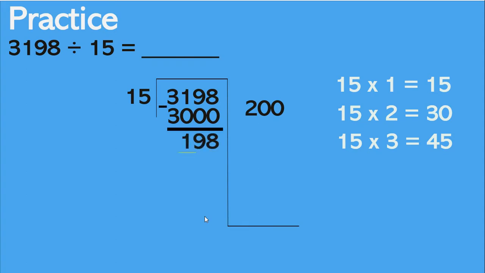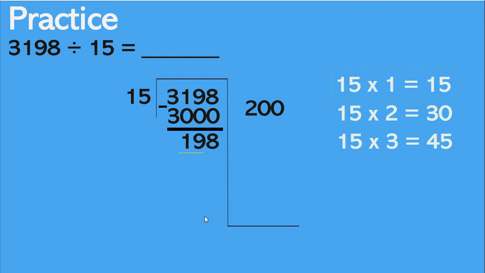Here, we have a 1 in the hundreds place. We can't evenly distribute a hundreds block between 15 groups. So we're going to look at the tens place. In our total number, we have 19 tens. Well, we can distribute 19 tens between 15 groups.